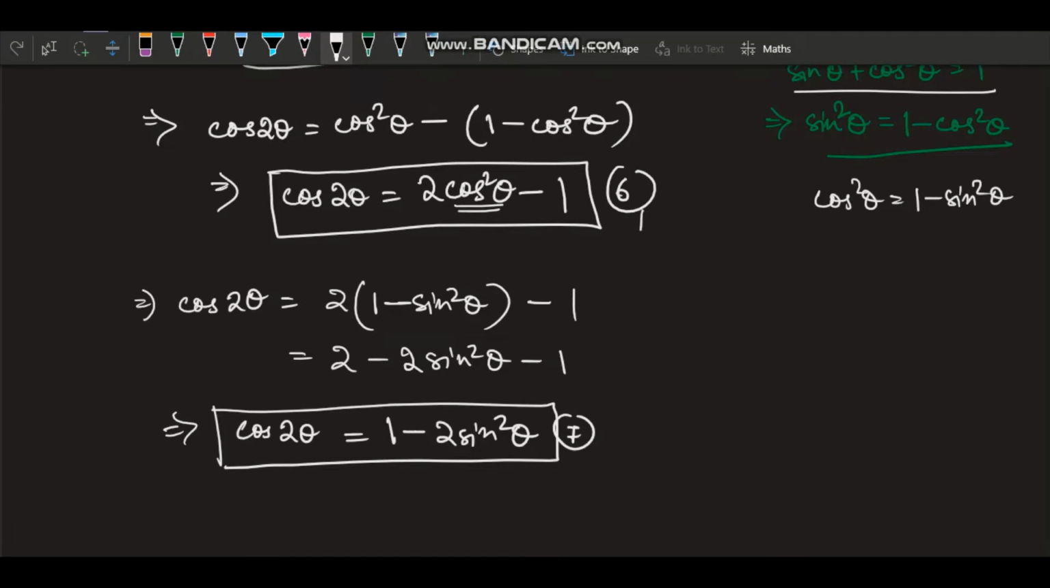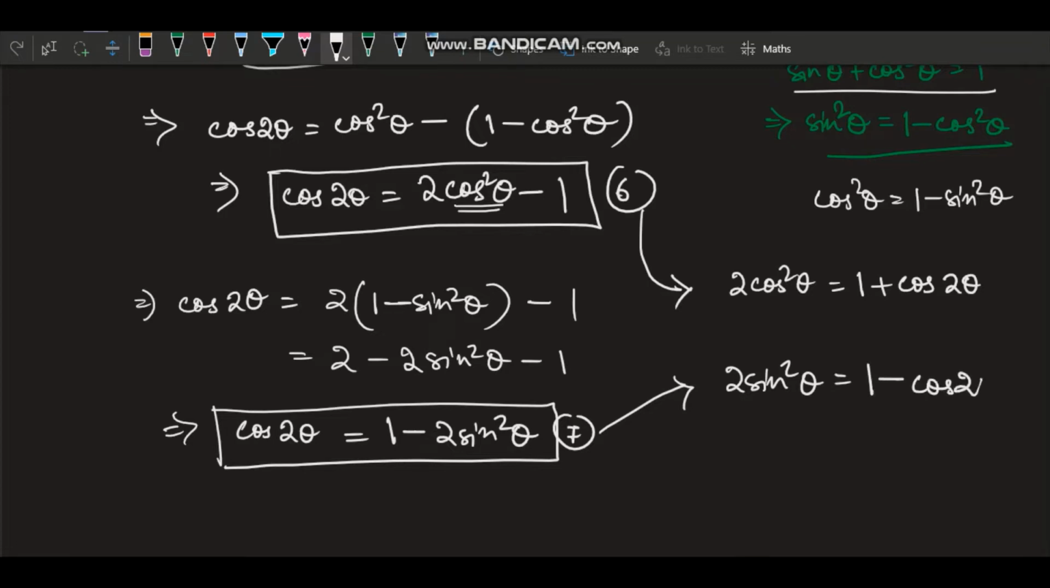Again, if you have a look at 6, you can write 2 cos square theta as 1 plus cos 2 theta, and from here you can write 2 sine square theta as 1 minus cos 2 theta, just by interchanging the sides.